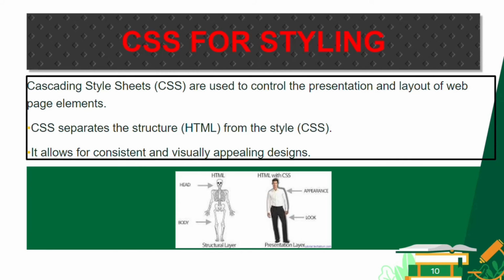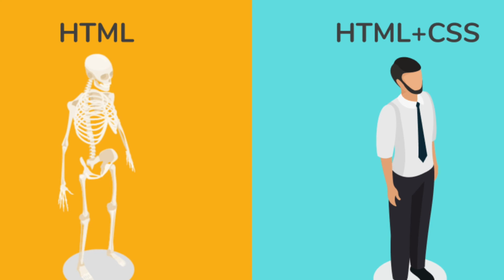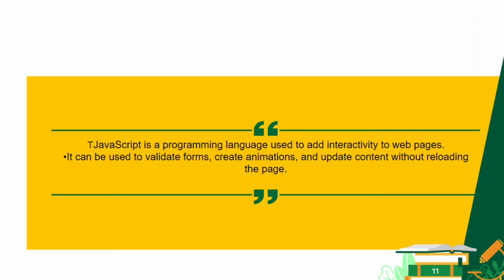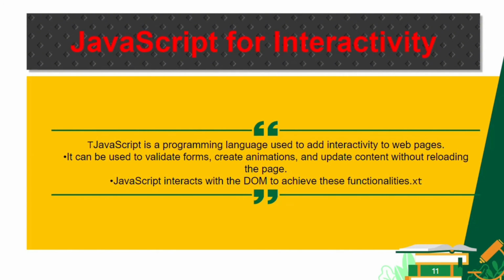So to understand better, look at the picture. I created a body, a human body. Look at the picture. HTML looks like a structure layer, and HTML with CSS is the presentation layer. So that's the difference between CSS and HTML. Now let's dive into interactivity. HTML can't provide interactivity. So to make our web page interactive, we should learn basic JavaScript.